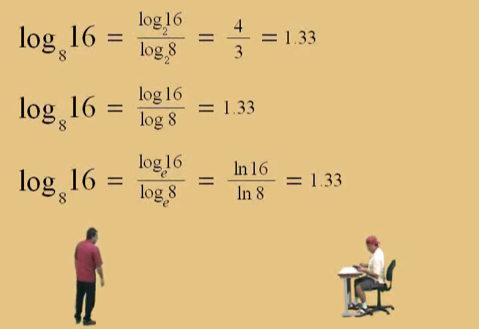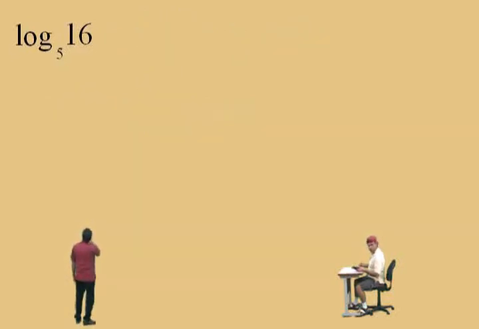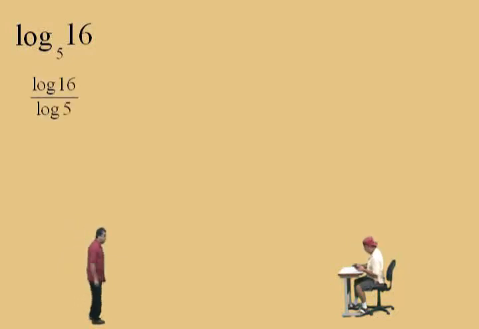Okay, now here we go, Charlie. Let's do another one. Log base 5 of 16. Now this does require that we use a calculator. So let's apply the change of base rule, and we'll go ahead and use the log base 10, Charlie. So what do we get? Log of 16? Right. Divided by log of 5. Over log of 5, that's right.